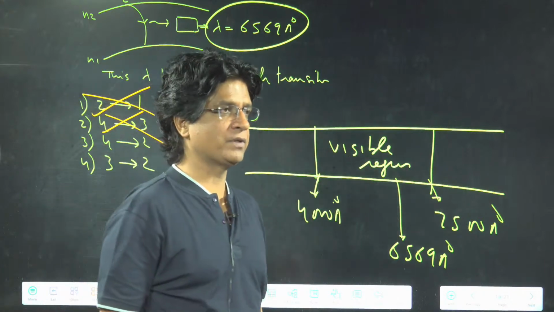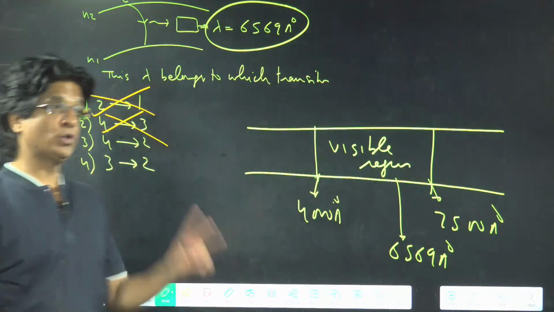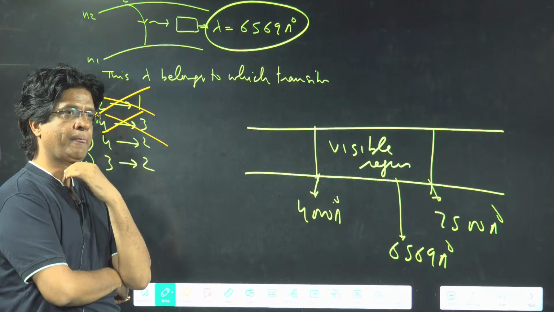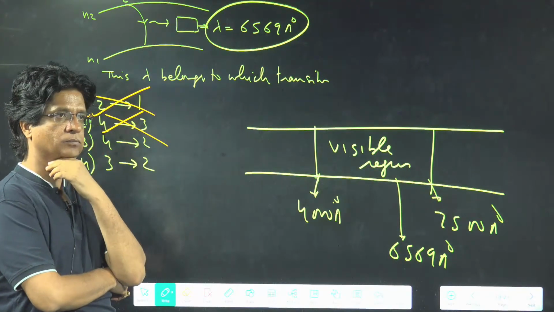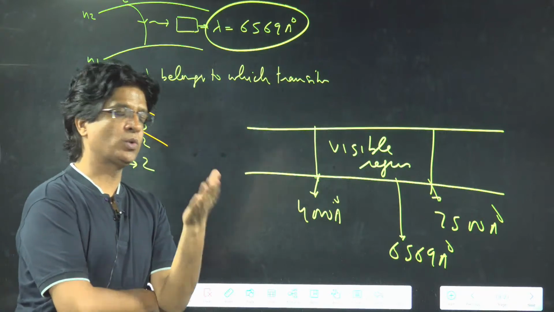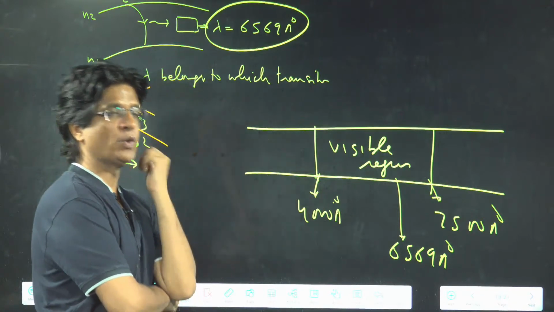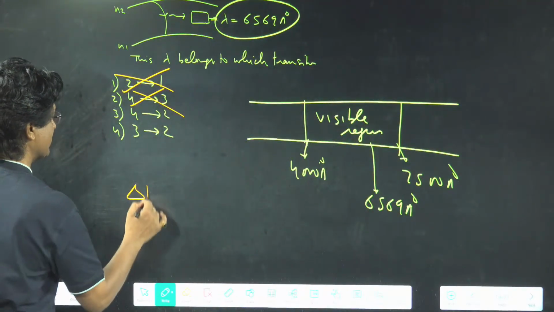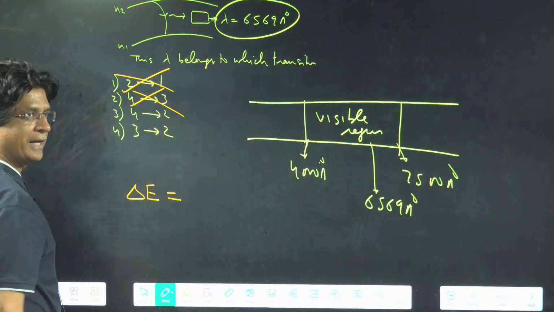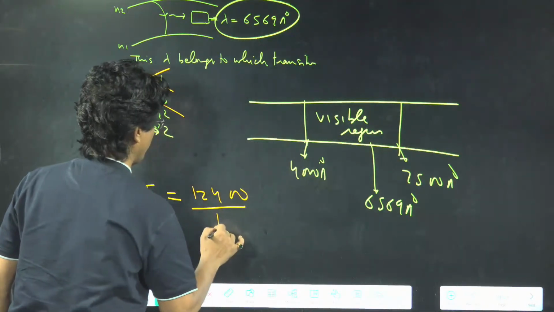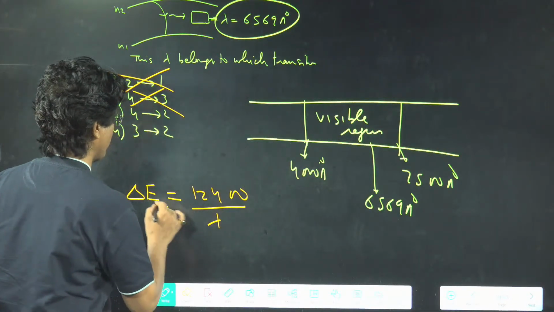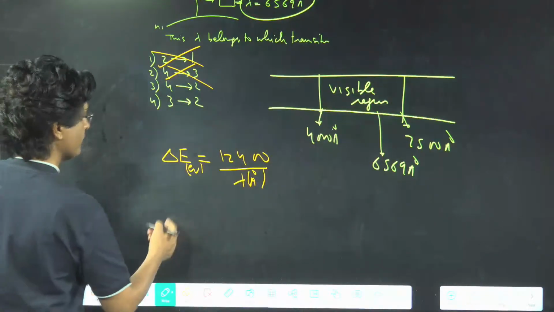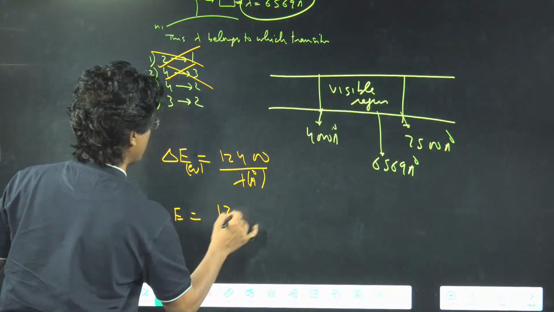Now only two options are left, 4 to 2 or 3 to 2. So which option will you mark? It's so simple. We have done these questions in the photoelectric effect. When delta E is in electron volt and lambda is in angstrom, delta E is 12400 upon lambda. Yes or no? This must be in electron volt and this will be in angstrom. Agree or not?